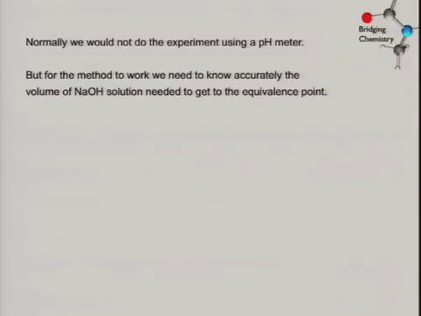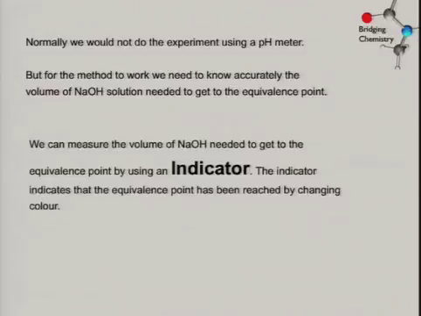And so the way that we do that is by using something called an indicator. Right? And you played with an indicator yesterday a little bit, that pink stuff. The indicator is a little molecule that you stick into your little flask when you do the titration that changes colour when you reach the equivalence point. So if you like, it indicates the equivalence point in the titration.